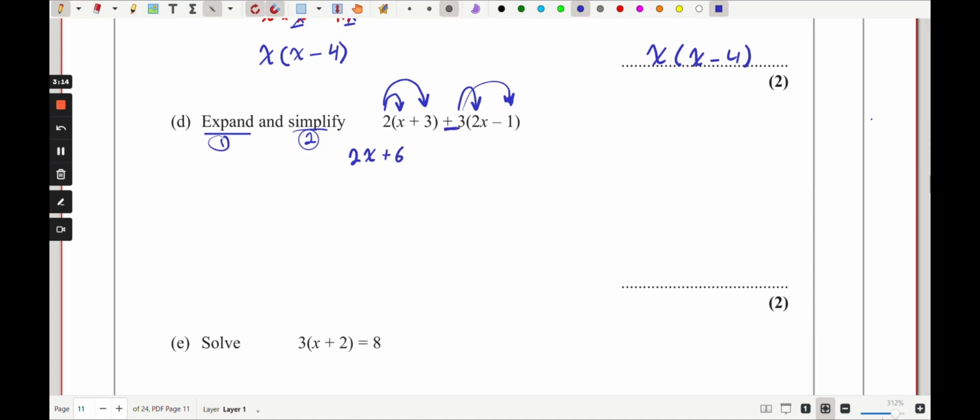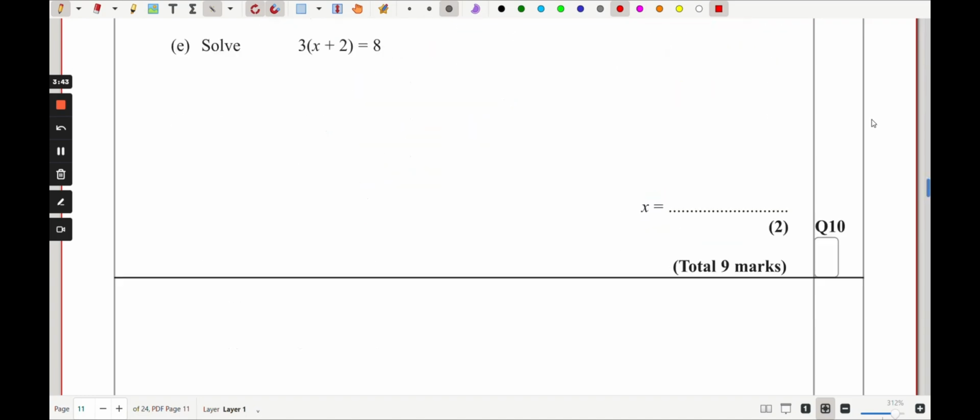Now plus 3 times 2x is plus 6x, plus 3 times minus 1, plus times minus is minus, 3 times 1 is 3. Now like terms are 2x, 6x, 8x, and plus 6 minus 3 is plus 3. So the answer is 8x plus 3.